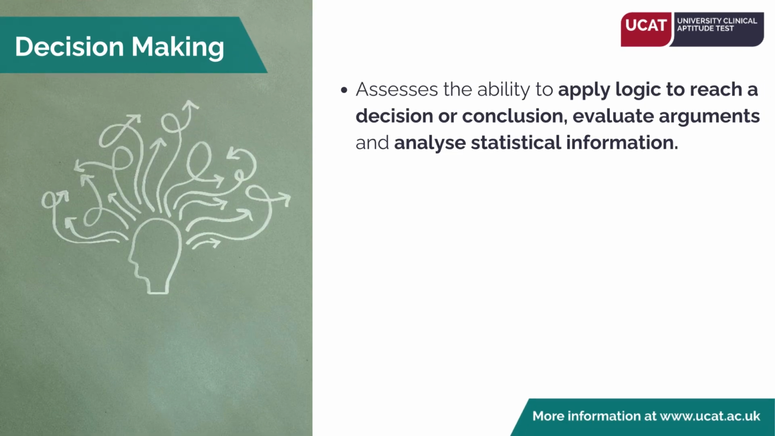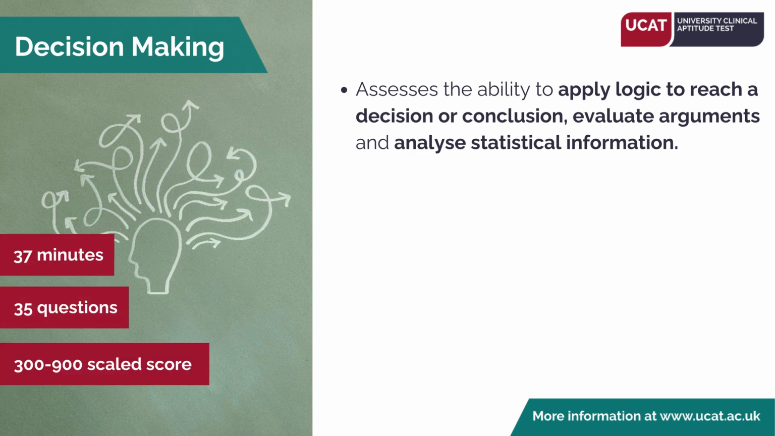The second subtest is decision-making. This subtest assesses your ability to apply logic to reach a decision or conclusion, evaluate arguments, and analyse statistical information. You have 37 minutes to answer 35 questions. These may be associated with text passages or with diagrams, charts, or graphs.